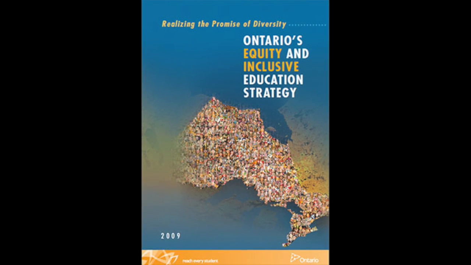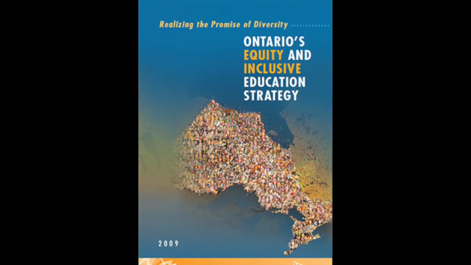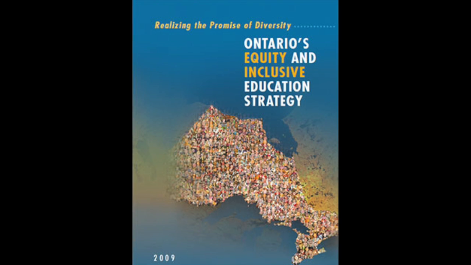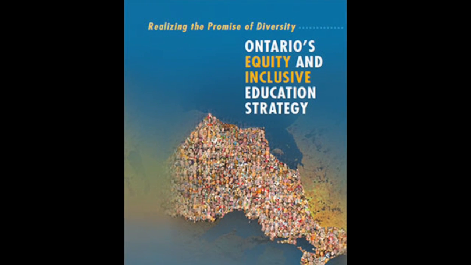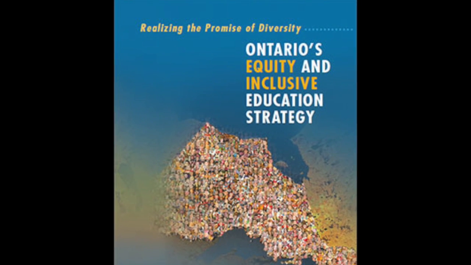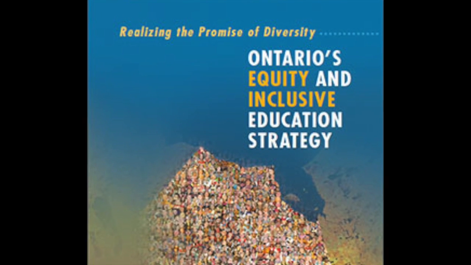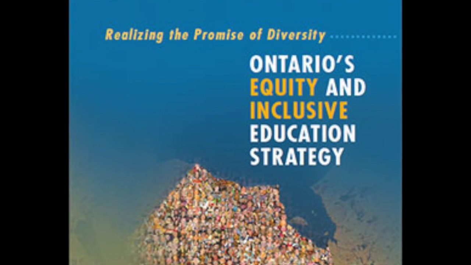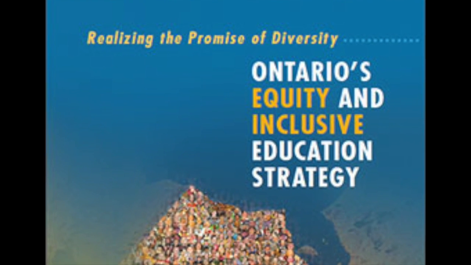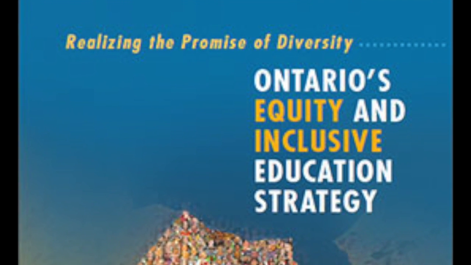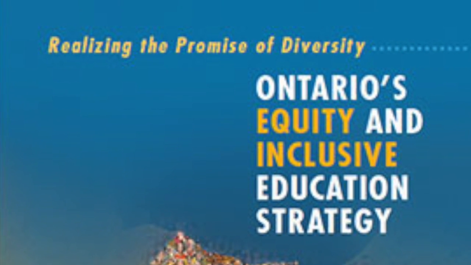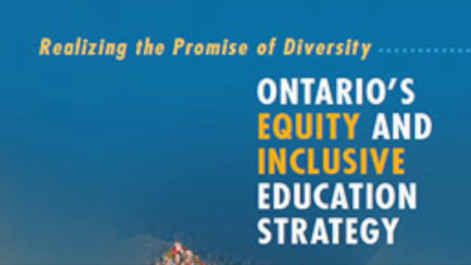According to Ontario's strategy for equitable and inclusive education, creating an inclusive educational environment is based on the principles of acceptance and inclusion of all students. Students see themselves reflected in their curriculum, their physical surroundings, and the broader environment in which diversity is honored and all individuals are respected.